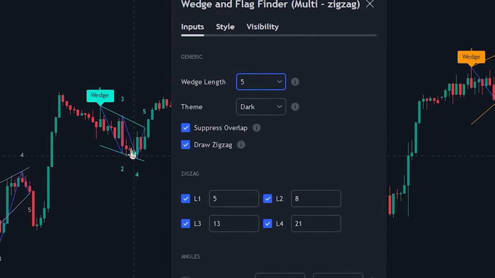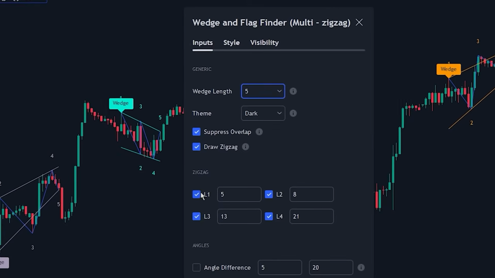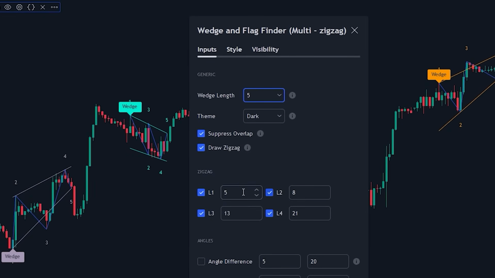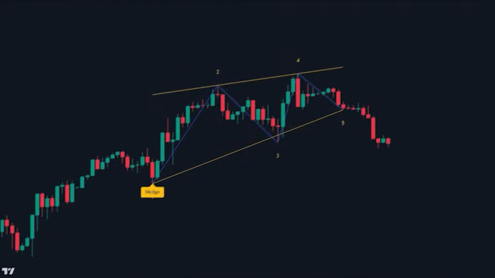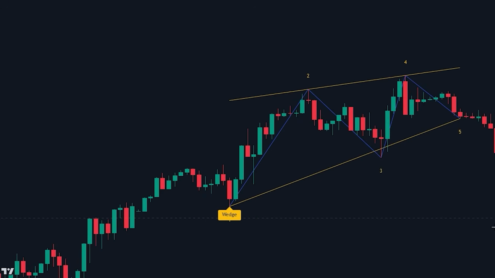However, since these can be useful, we'll keep them enabled. The final settings are for enabling or disabling the different zigzags. We will be keeping these settings at default. This indicator helps us detect 3 patterns, the first of which is the rising wedge.